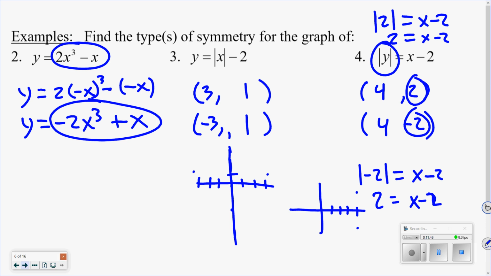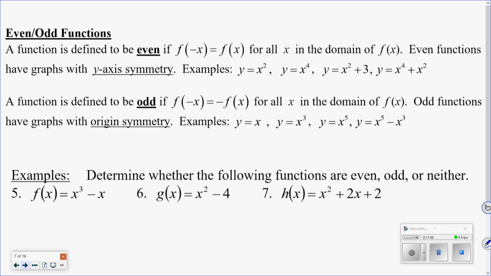All right, let's look at these next definitions of even and odd. This is pretty easy because it goes along with symmetry. A function is even if I plug in opposites, -x and x, and they're equal. You get the same thing back out. What that really means is if it's even, it's symmetric about the y-axis. So if you check and it's symmetric about the y-axis, it also means it's what we call an even function.